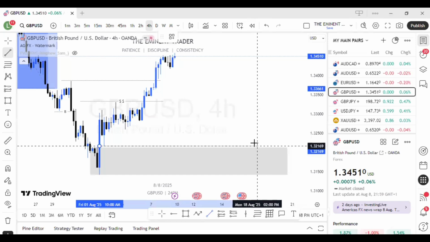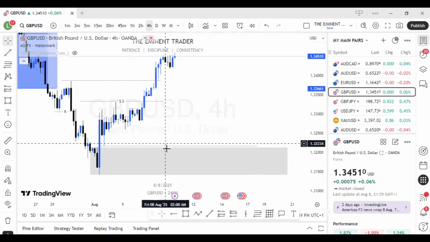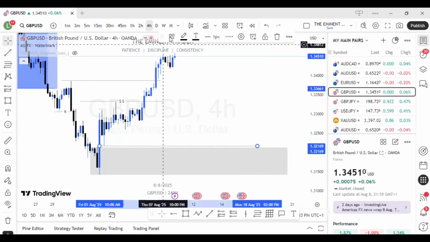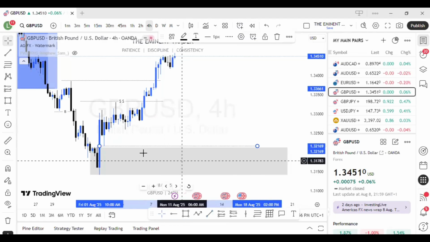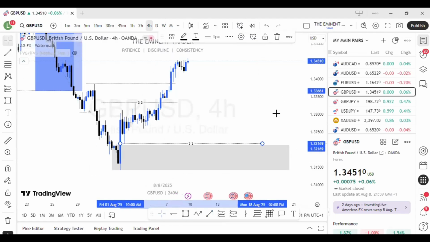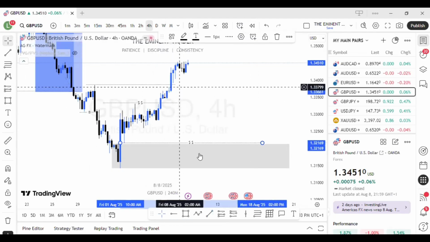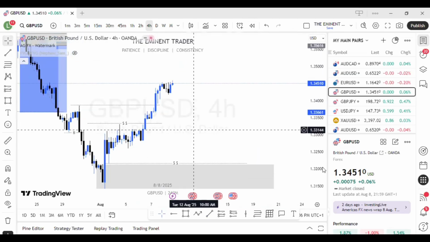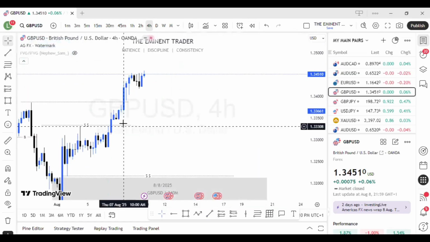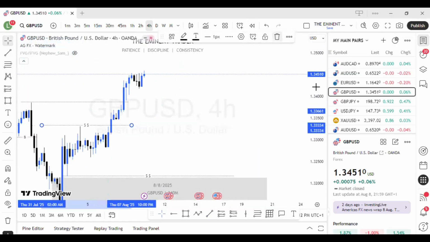This one, I'm very, very certain. There'll definitely be a reaction here. That's a very valid order block. So it will most likely ignore all these ones and come for this. That's a valid order block right there.